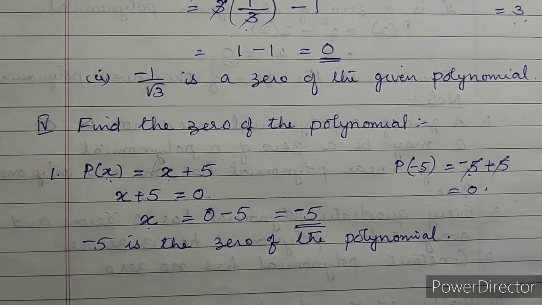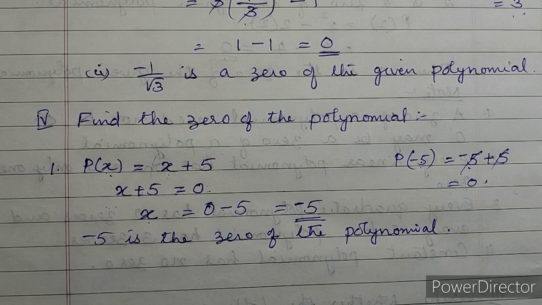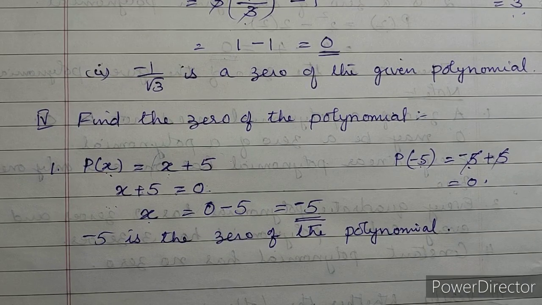So like that only, any polynomial if it is given, equate it to 0, make it a linear equation, or a quadratic equation, whatever it is, make it an equation, then find the value of x. That x value will give the 0 of the polynomial.